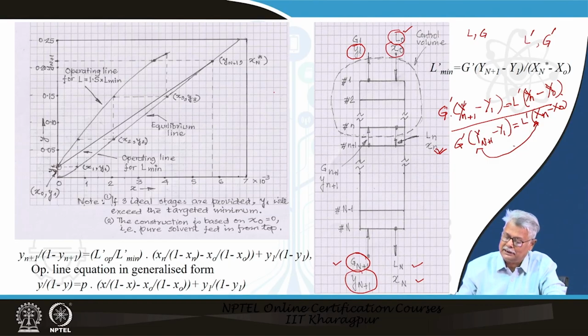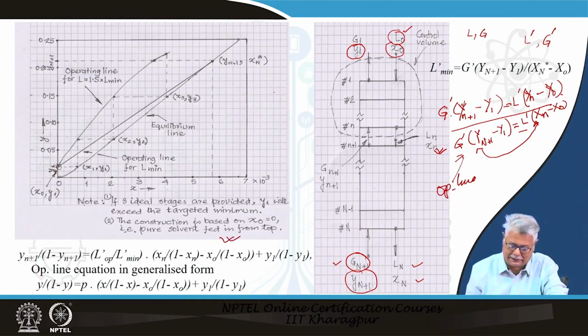So here if you see, if you somehow know G dash and L dash, the relationship between Yn plus 1 and Xn is fixed. We know the relationship between the capital Y and small y and the capital X and small x. So quite naturally, we also have an equivalent relationship between the small x and small y in a general sense as well. So what you have here is basically the equation of the operating line, which is also shown here in the generalized form.